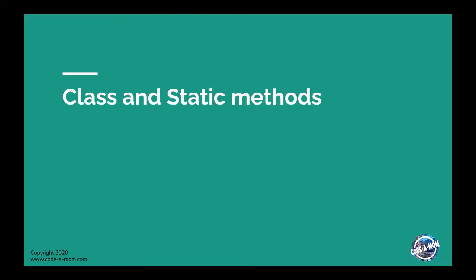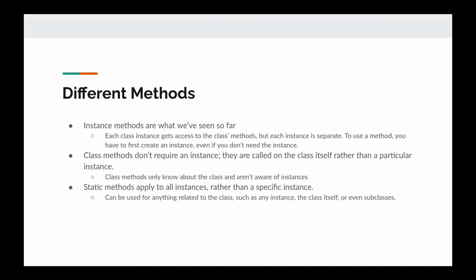Moving on, we're going to talk about class and static methods. So what we've seen so far are instance methods. Those are methods that are individual to a particular instance. There's no data sharing. That instance has access to everything that the class has, but it is unique to that instance. If you have 3 different instances, each of them can be doing different things with those methods.